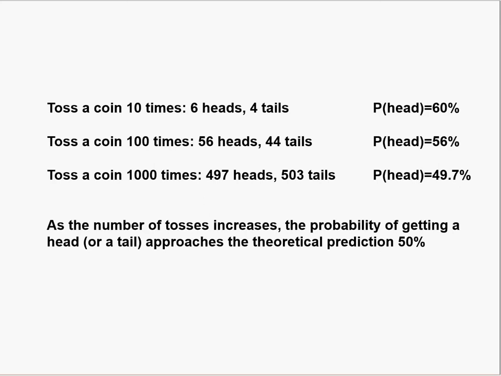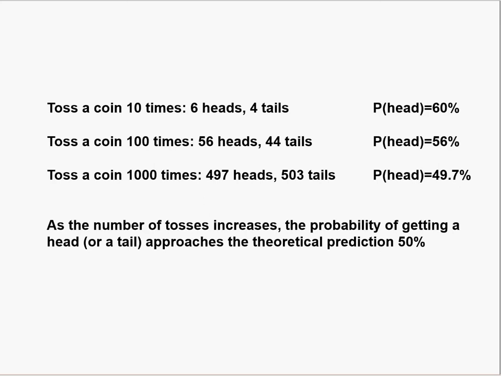But if you toss a coin 10 times, you may get exactly 5 heads, 5 tails. You may get 6 heads, 4 tails. So the probability of getting a head is 60%. But if you toss a coin 100 times, you may get 56 heads and 44 tails. And that makes the probability of getting a head 56%, compared with 60%, it's closer to 50%.